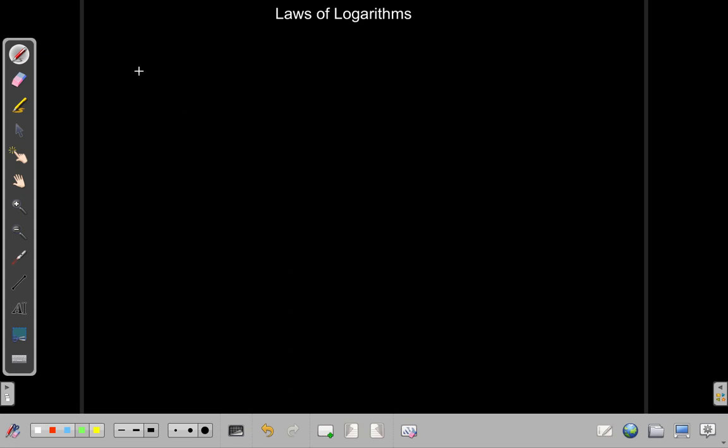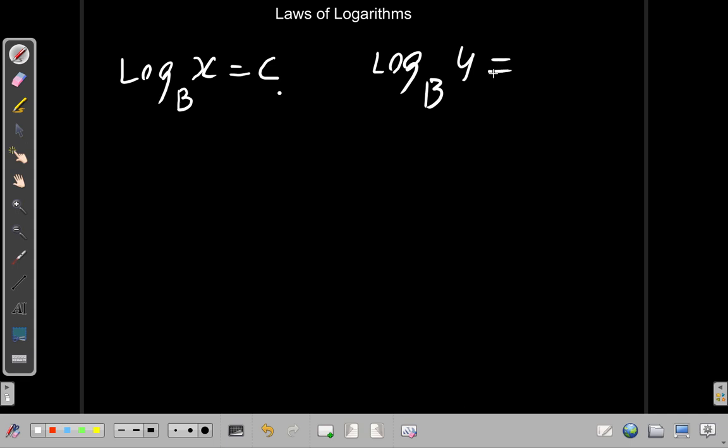So let us say that we have the logarithm of x, and the base, let's use b for base. The log of x is equal to c, and also the log, same base, the log of y is equal to d. All right?